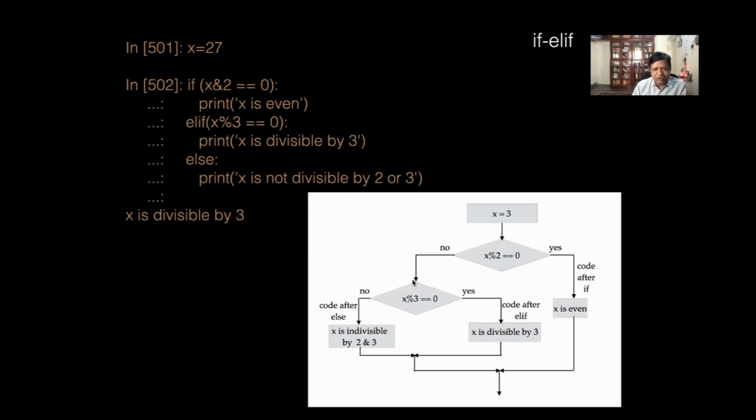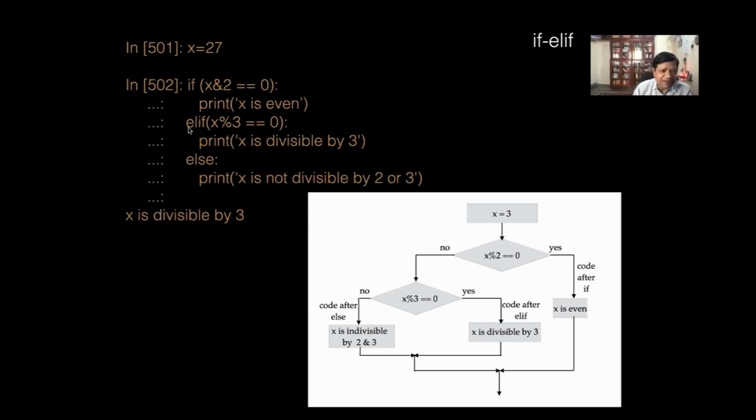If not, then come to this side. Then again do another test. So it is odd now, but I want to test: is it divisible by 3? If it is, then I say x is divisible by 3. If not, then I have to say that x is indivisible. It's not divisible by both 2 and 3. Okay. So this is what is done here.